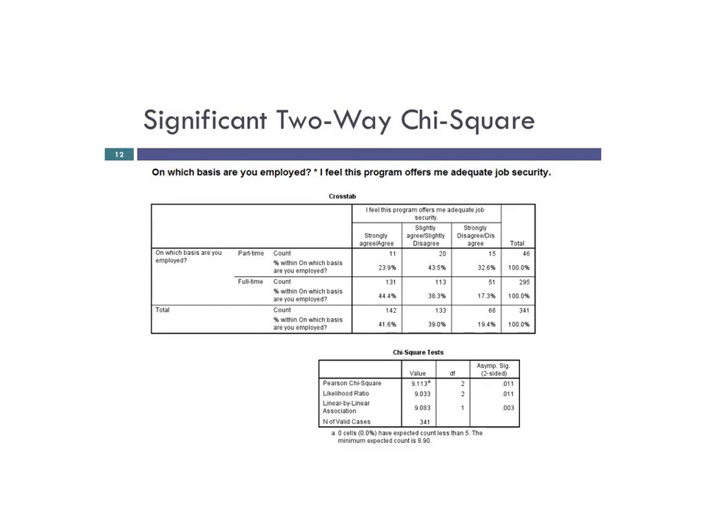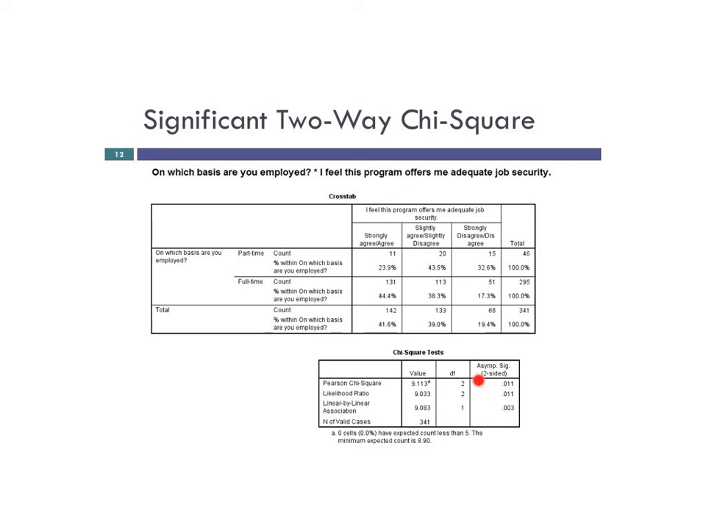A significant chi-square, just to give you a visual, this now looks at "I feel this program offers me adequate job security," and it compares part-time and full-time employees. And you can see now those 8 to 10% differences exist here, they exist down here, jumping out to us. It's not quite 8 to 10 in the neutral, that's not quite 8% yet. It's close, but it's not quite. But we do see a significant outcome.